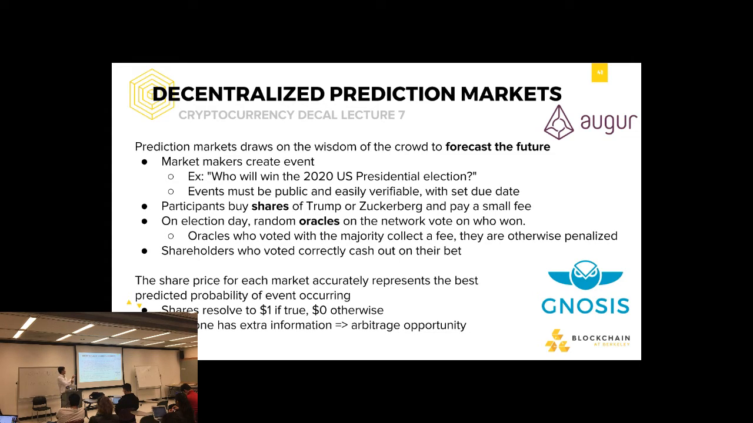So in this case, if the shares for Trump and Zuckerberg are currently trading at like 50 cents, and I think I have some dirty information on Trump that I can release during the election, and I think that Zuckerberg's chance of winning the election is actually 70%, then what I can do is buy these shares for Zuckerberg at 50 cents until the share price goes up to 70%, and therefore I've acquired shares that were worth 70 cents at the price of 50 cents. And based off of the expected value, I've made money off of this arbitrage using information that I had.